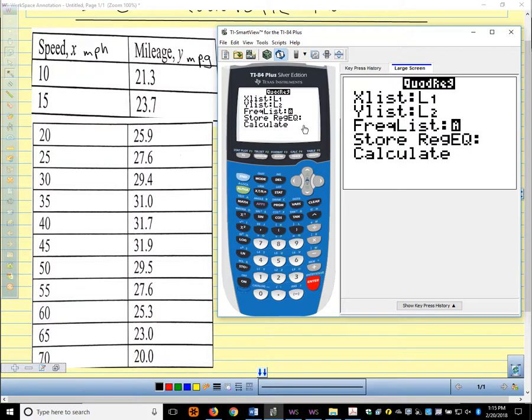I always forget how to store the regression equation and what to do with that. So if I told you, then you would just get confused. So I'm just going to write it down. Calculate, enter.